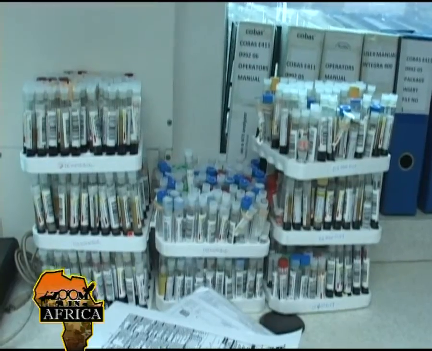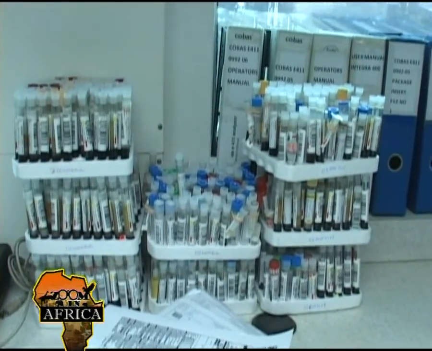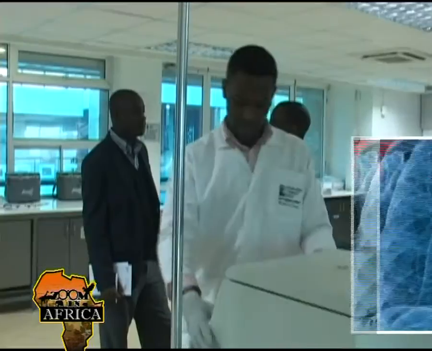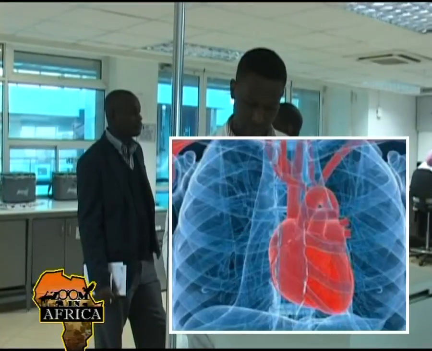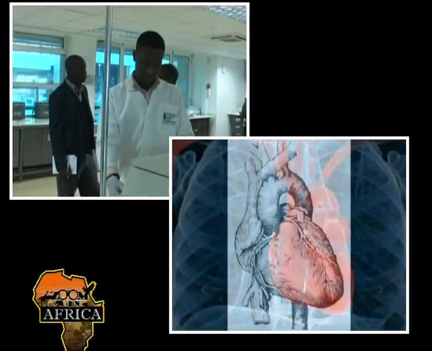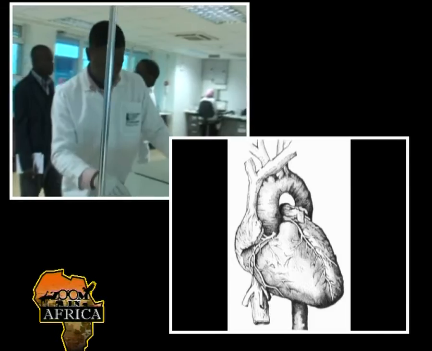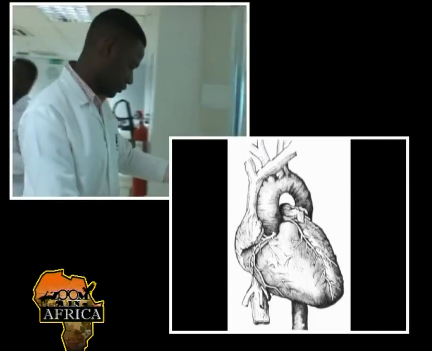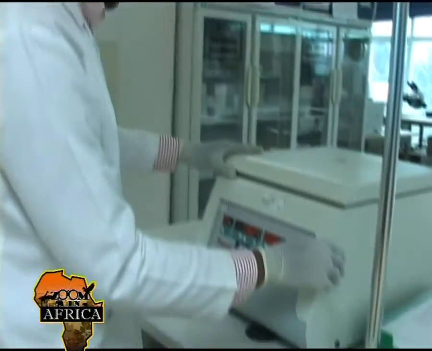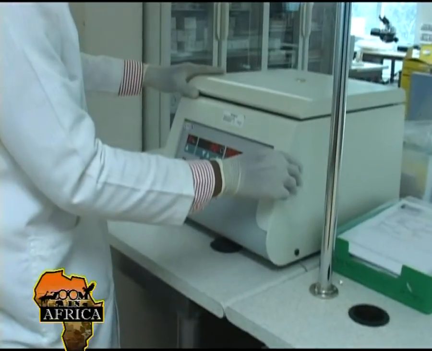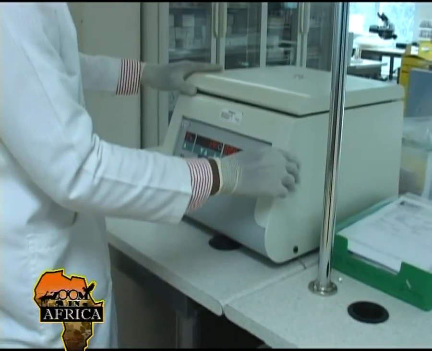When your heart is sick, there are things that are found in the blood that would indicate that your heart is sick. They're called cardiac enzymes. The heart will be releasing certain enzymes, which when you analyze in the blood of that particular patient, you find that they are high. That will indicate a heart condition.